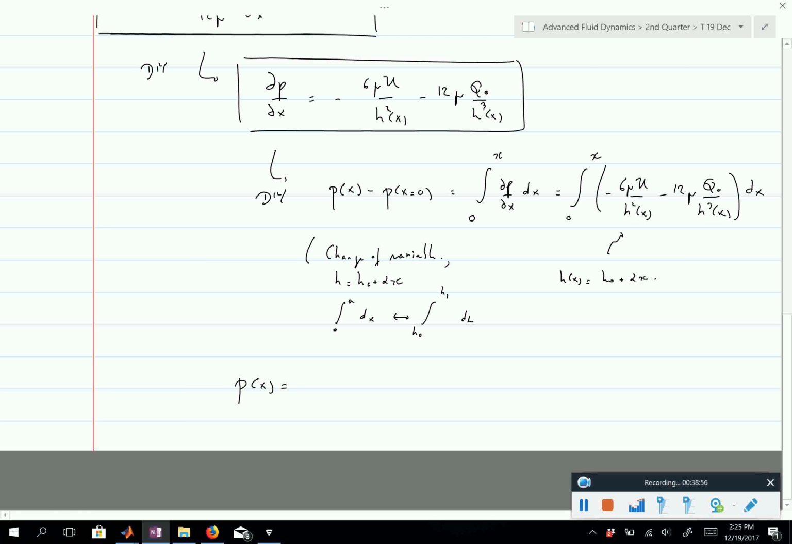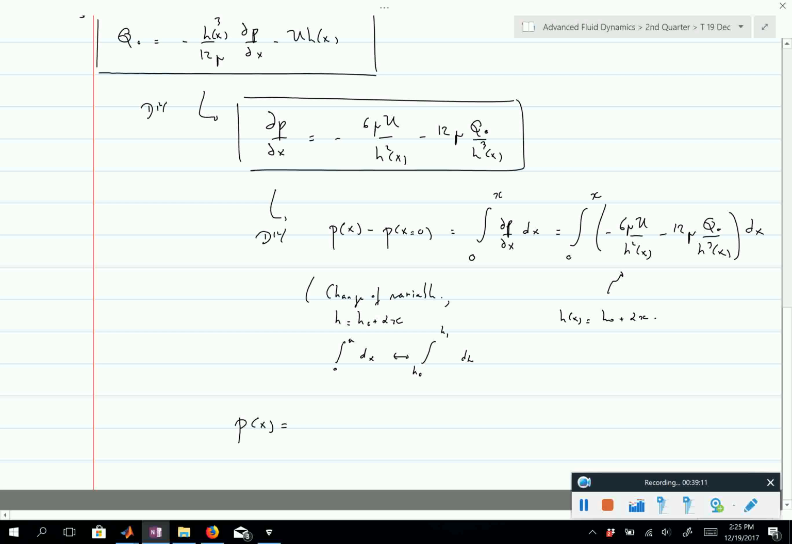Right, so you have p as a function of x. The 6 in there, the dpdx, the partial function in the box. I did these before, so in principle I've checked all of that. So this is a minus 6 mu u divided by h squared, and this is a minus 12 mu q0 divided by h cubed. Did I do something wrong?